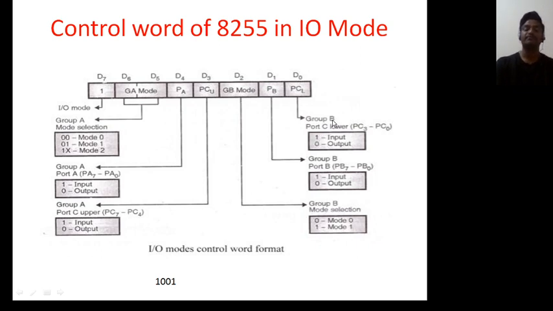How will you remember? First you have to remember there are two control groups, A and B. Control group A contains port A and port C upper, and control group B contains port B and port C lower. In that order you can determine the value. First port A mode selection, then input output function, then port C upper input output function, then port B mode selection, then port B input output function, then port C lower input output function.